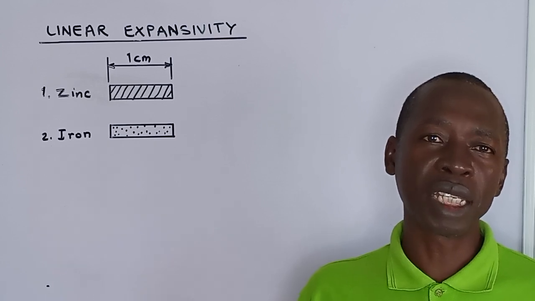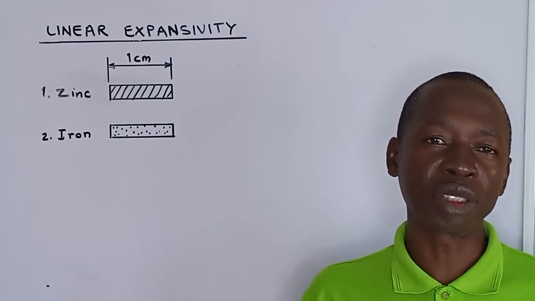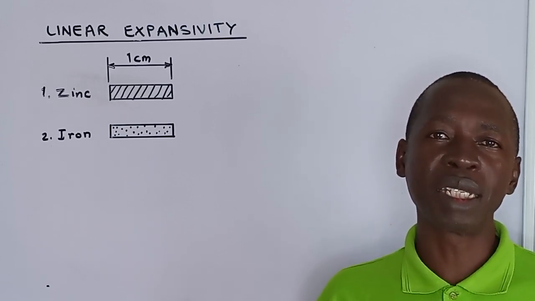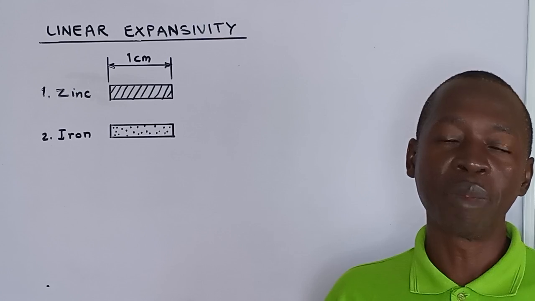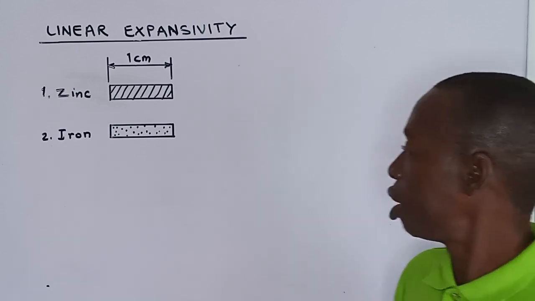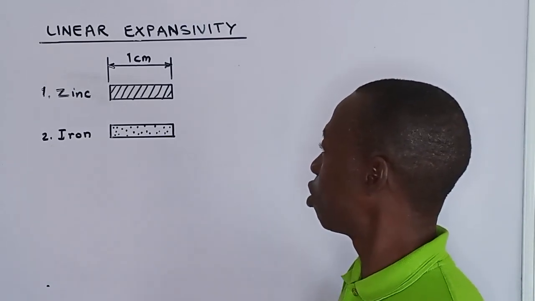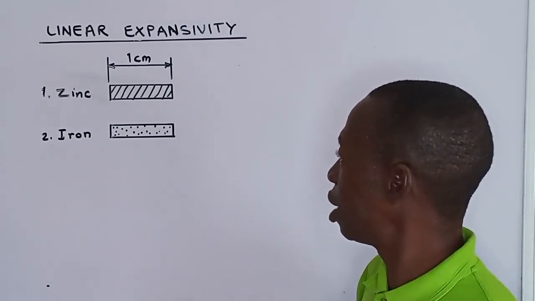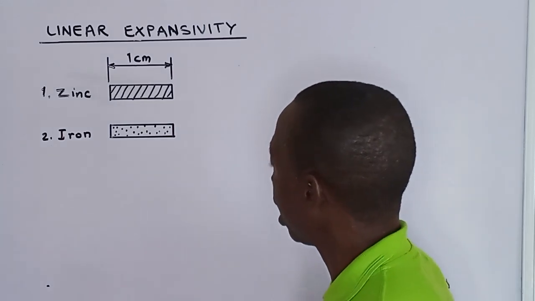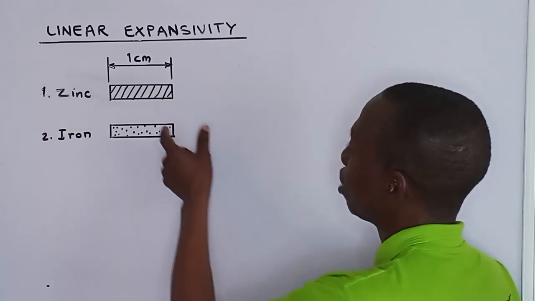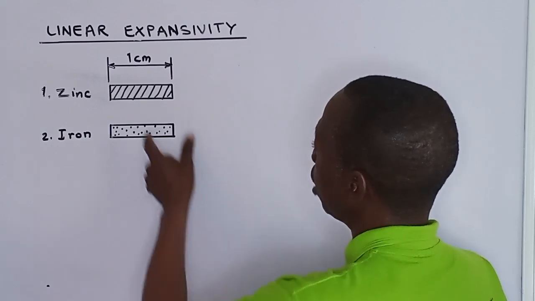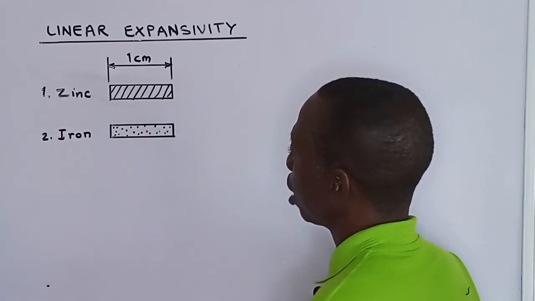Now, substances expand when heat is supplied to them, but different substances expand in different ways, depending on the material of that substance. So on the board here, we have two different metals. The first one is zinc, and the second one is iron. Now, I'm starting with the same length of each of the materials. Let's take it to be 1 centimeter each.